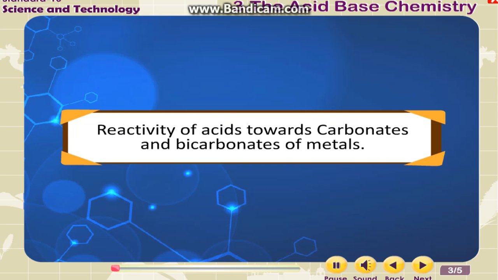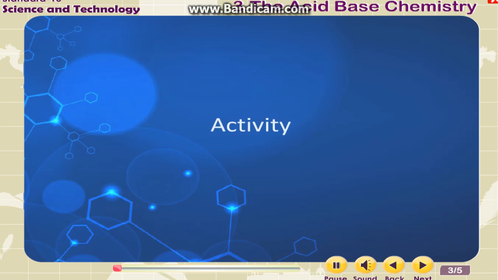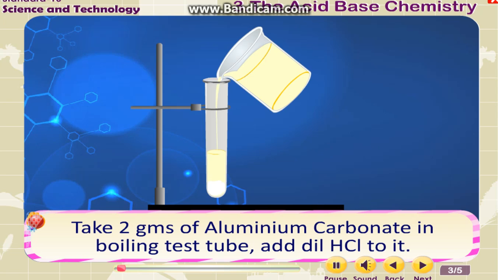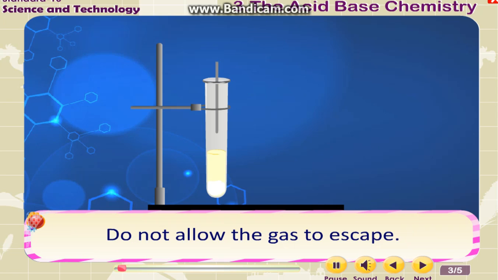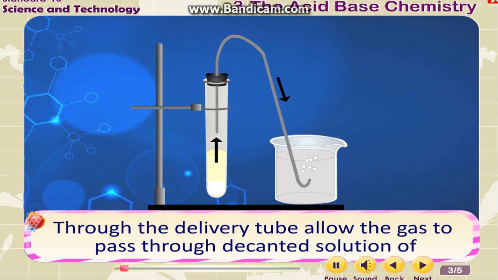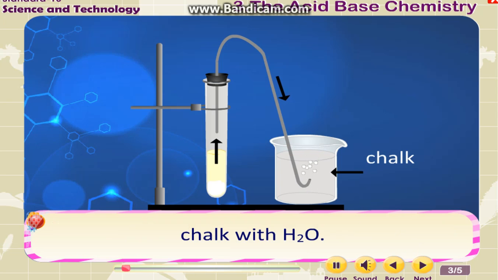Reactivity of acids towards carbonates and bicarbonates of metals. Activity: take 2 grams of aluminium carbonate in a boiling test tube. Add dilute HCl to it. Do not allow the gas to escape. Through the delivery tube, allow the gas to pass through decanted solution of chalk with H2O.